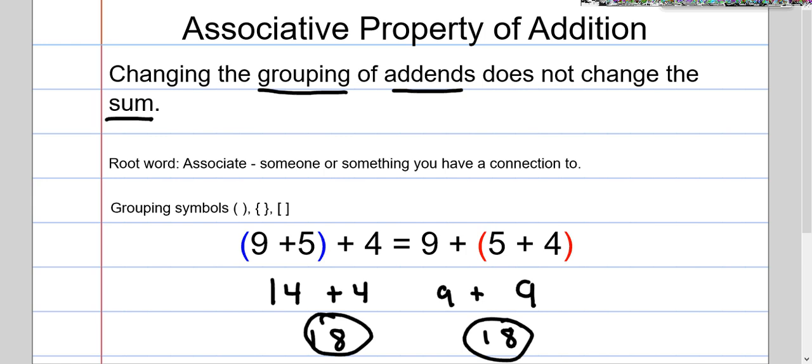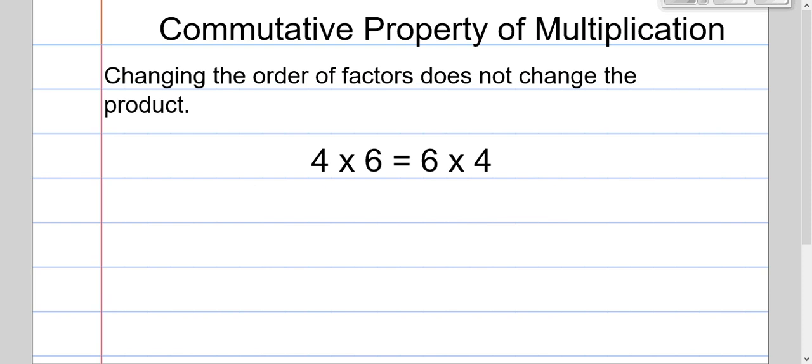We're going to go over those same 3 properties now for multiplication, starting with the commutative property. Commutative property, changing the order of factors does not change the product. Now we're talking about factors and product. So the parts of a multiplication problem are called factors and the answer is called the product. Changing the order of them does not change the product.